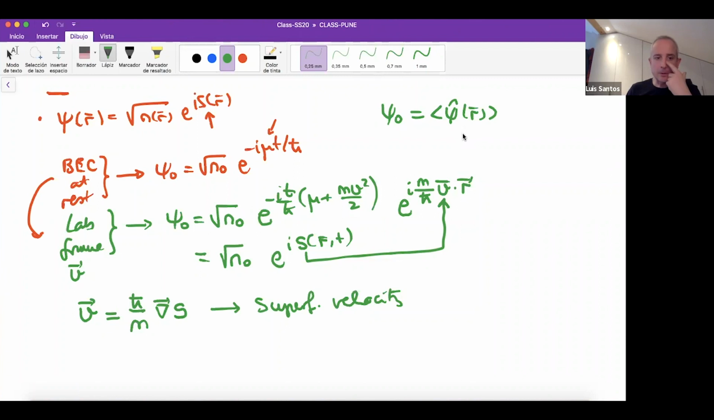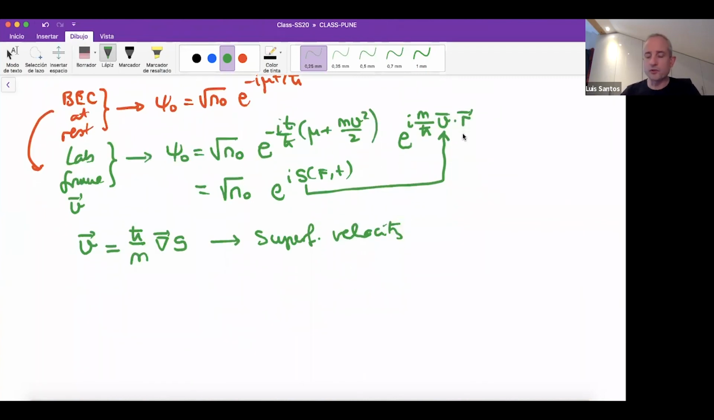Now, if I move to the lab frame, I get this relation between the velocity and the phase, right? And then we have identified this v as the superfluid velocity that we discussed yesterday. So we have identified a direct relation between the phase of the condensate and the superfluid velocity. So there is a key relation between BEC and superfluidity, and it goes through the phase. But, and this is a very important point that I would like to stress, the relation goes through the phase.